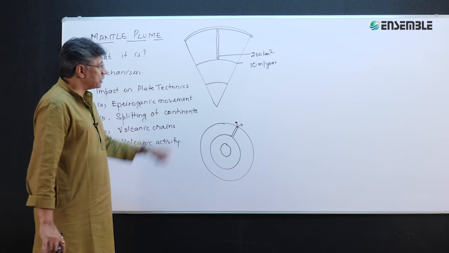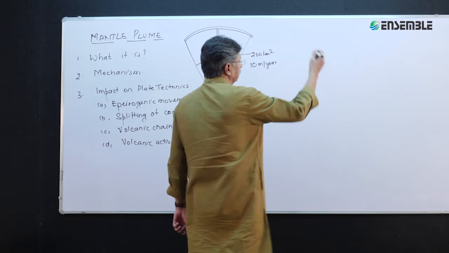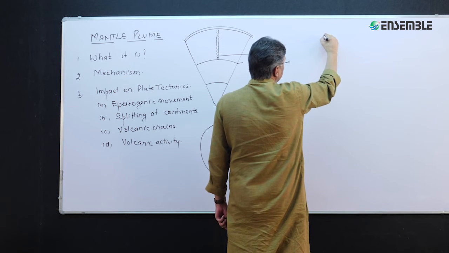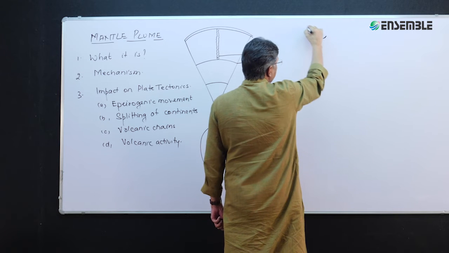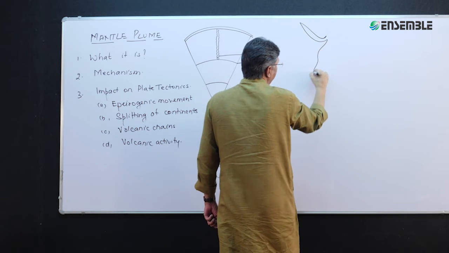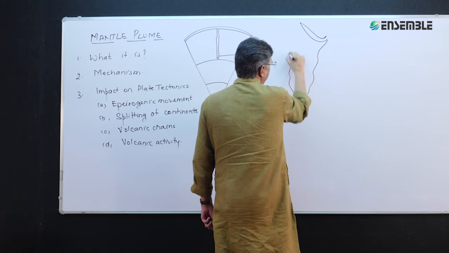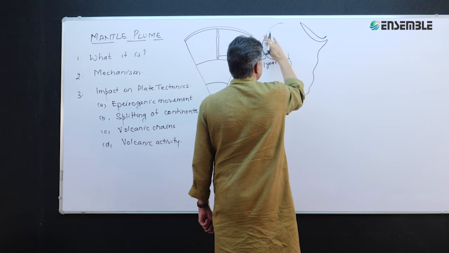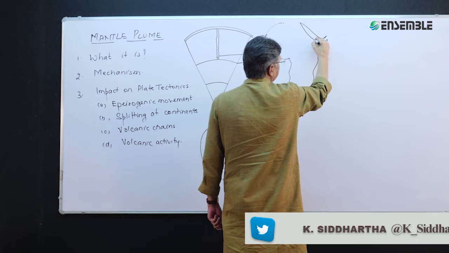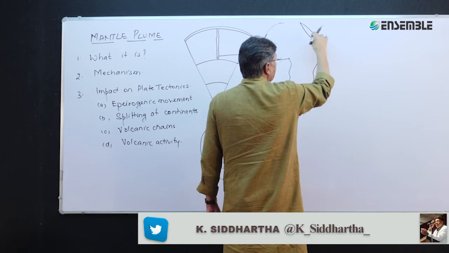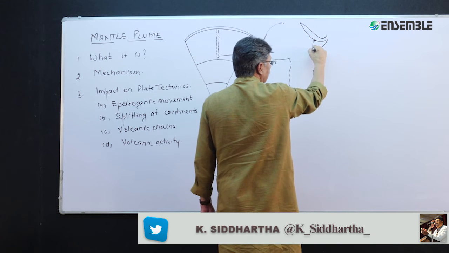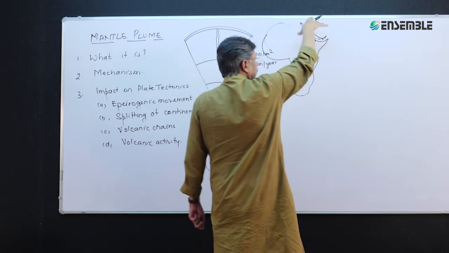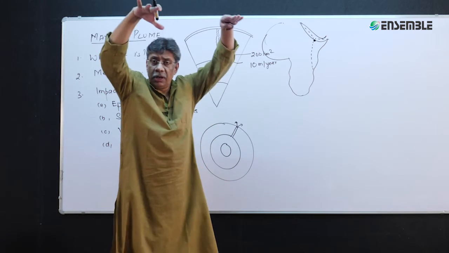Its impact, one of these impacts, is going to be on epeirogenic movement. Epeirogenic movement is a continental building movement. And one such type of movement that has taken place is in this place. Here, this is the region. There is a mantle plume beneath, and what it has done is that it has uplifted the whole of this section. The entire region has got itself uplifted.